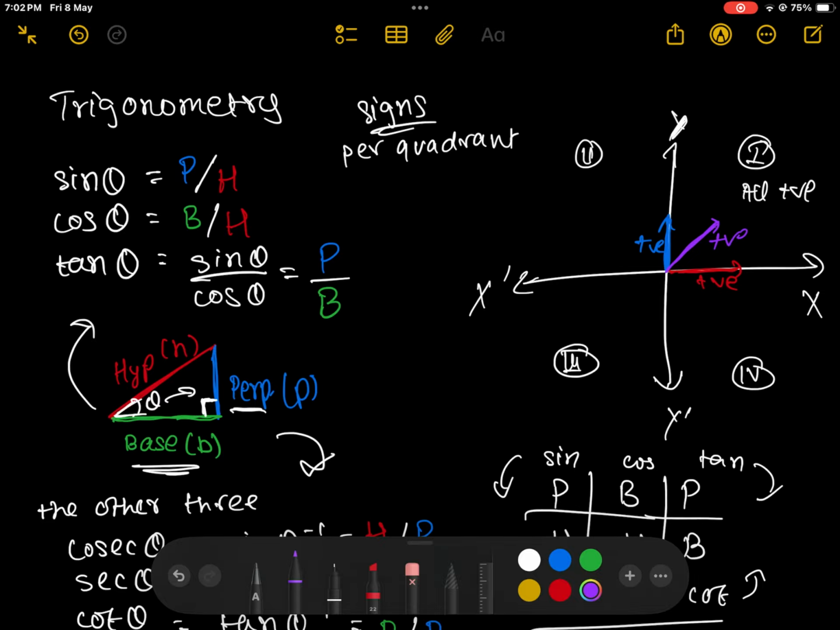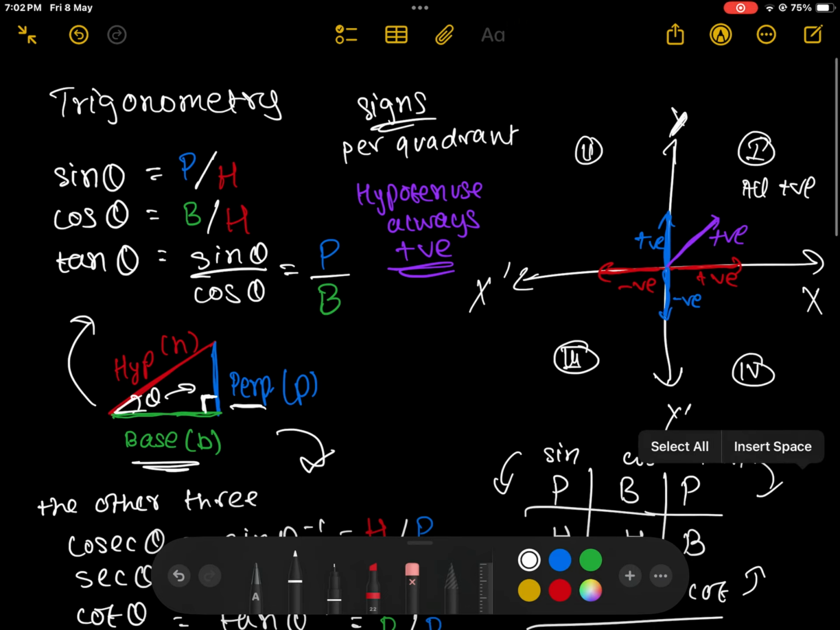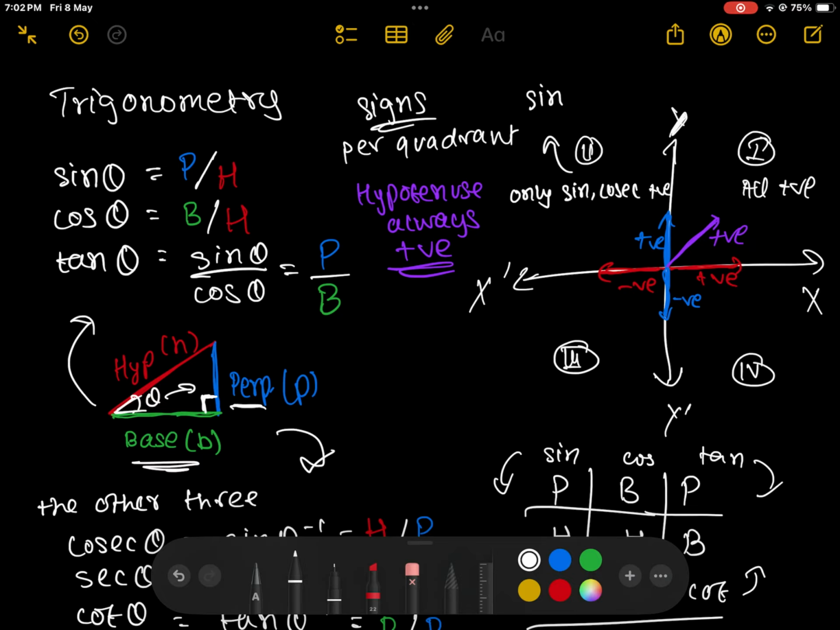So purple is gonna be the hypotenuse, which is always positive, because even if x or y are negative, when you square them the negative disappears, so it's always positive in all the quadrants. So in the first quadrant, your base x is positive and your perpendicular is positive, so every single trigonometric ratio is positive here. In the second quadrant, only sine and cosec are positive, because here the base is negative but the perpendicular distance is still positive, and the hypotenuse is always positive.